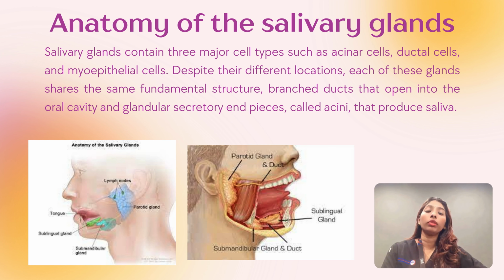As for the anatomy, the salivary gland contains three major cell types: acinar cells, ductal cells, and myoepithelial cells. Despite their different locations, each of these glands shares the same fundamental structure, with branching ducts that open into the oral cavity and glandular secretory end pieces, also called acini, that produce saliva.